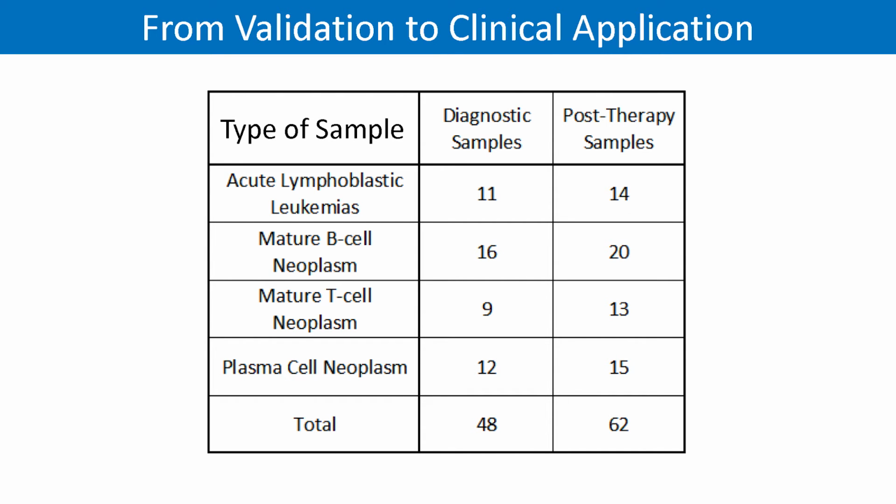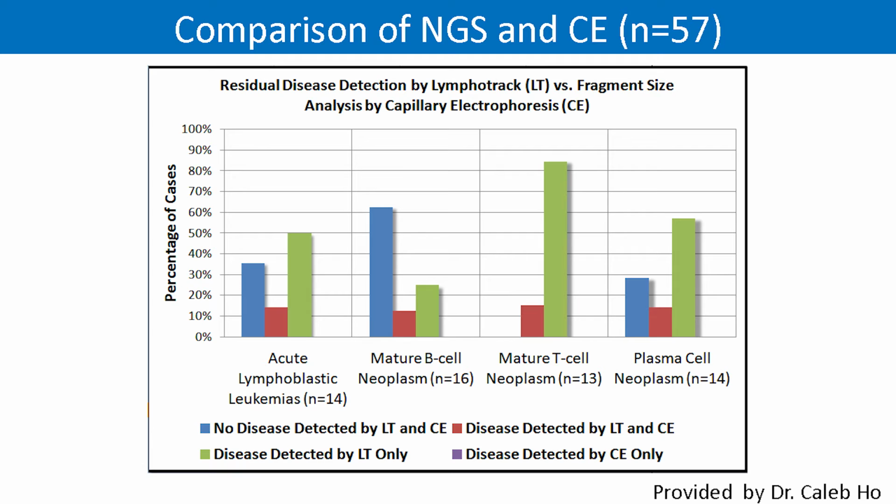So how does this perform when you actually do these samples? The first thing that we wanted to do was compare to the standard capillary electrophoresis assay. We had 57 samples from that set where we had both the CE and the NGS testing, and these are the results. It is clear from what I have already shown you that the sensitivity of the LymphoTrack assay, or the NGS assay, is much better than CE. So this shows you exactly what we expected.